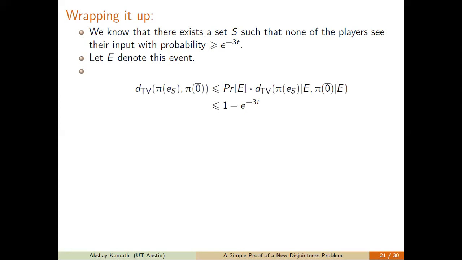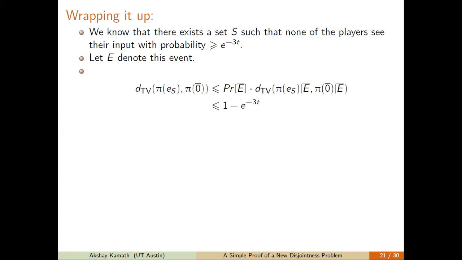Then let's consider this total variation distance term. So we wish to look at the total variation distance between the distribution of the protocol on input ES, that is every player in the set S receives a 1 and every player outside the set S receives 0, and the protocol on the all zeros input.